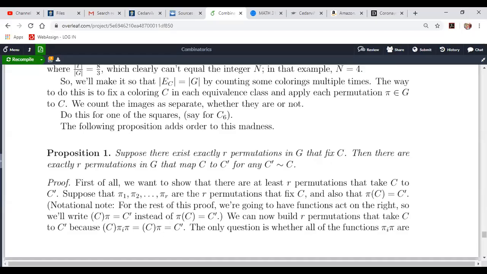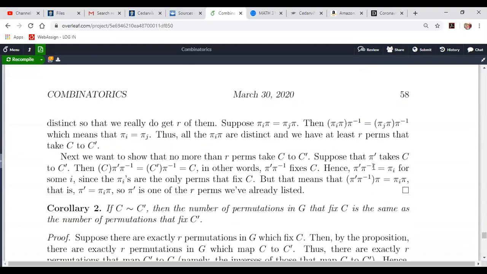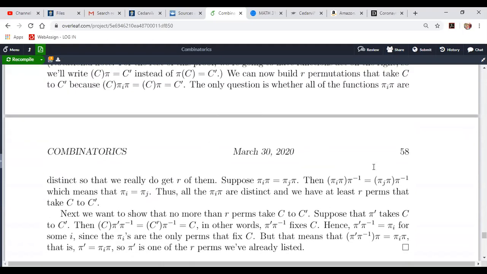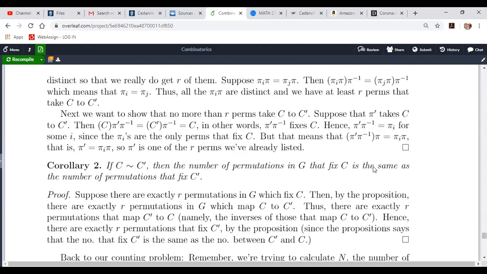All right, so we've proved this. That is, if there are exactly r permutations in G that fix C, then there are r permutations in G that map C to C prime for any C prime equivalent to C in the same equivalence class. And we proved it. What I did when I was writing out the proof is I was giving you a visualization of what's happening right here in the notes as kind of an analytical stab at how this works. It's still a proof though.